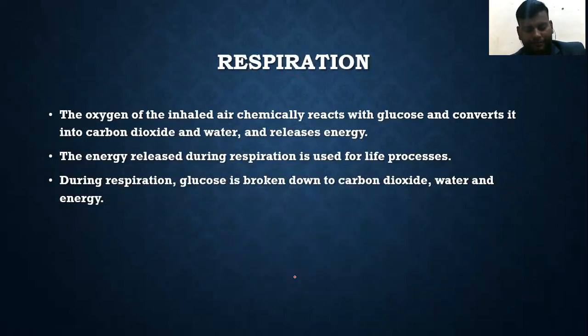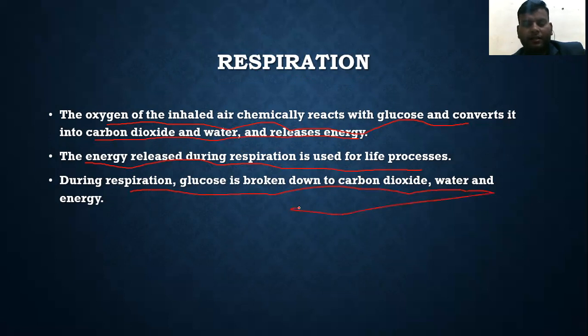Next is respiration. The oxygen of inhaled air chemically reacts with glucose and gets converted into carbon dioxide and water, and releases energy. The energy released during respiration is used for life processes. So what happens during respiration? The glucose is broken down to carbon dioxide, water, and energy. Plants also respire. The starch they make breaks down to glucose. During respiration, glucose breaks down to CO2, carbon dioxide, water, and energy. The energy released is used for the life processes of the plant.